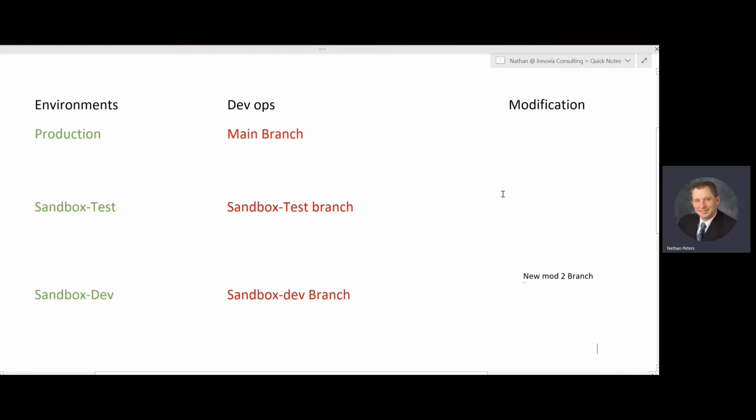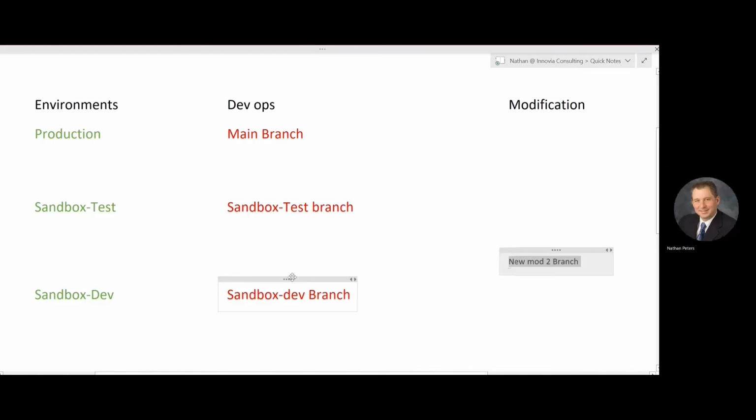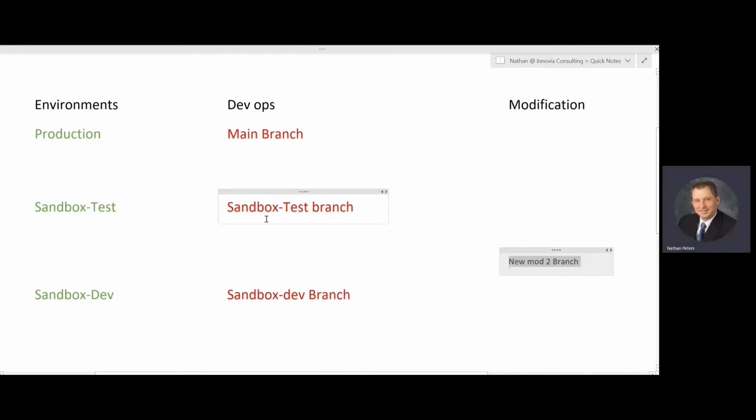Always create your mod branch from the main branch, and always merge from your mod branch into the relative other branches. So you're going to merge the mod into dev, into test, and into main branches. You never merge the sandbox dev branch into the sandbox test environment or into main. It's always from your mod branch. Okay. All right.